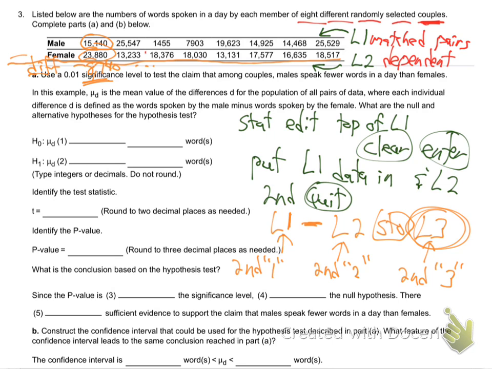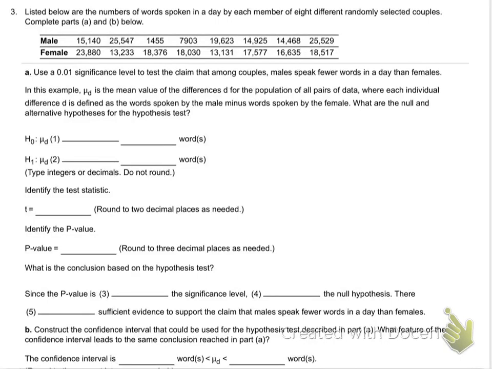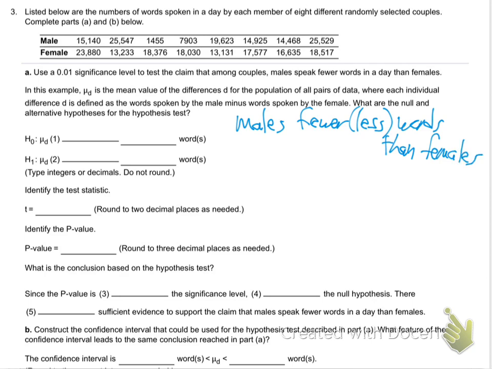All right, now what's the claim? We're ready to talk about the claim, the most important part of the problem. Where does it say claim? Test the claim that among couples, males speak fewer words than females. Now, what does that mean? Males speak fewer words than females. Well, here we are on a fresh screen. I want to help you with that. Males, fewer. Fewer means less words than females. That's the claim.